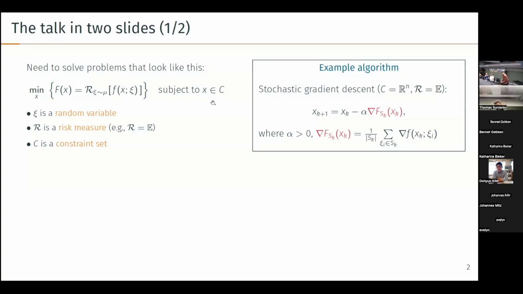So if C is just the entire space, one of the representative algorithms people use to solve this type of problem looks something like this. You take the iterate you are at currently, xk, and you form a sample average of gradient samples of the objective function that you can compute. You agglomerate them to a sample average gradient, and then you advance your update in the negative direction of those gradients. So this is the well-known stochastic gradient descent algorithm.